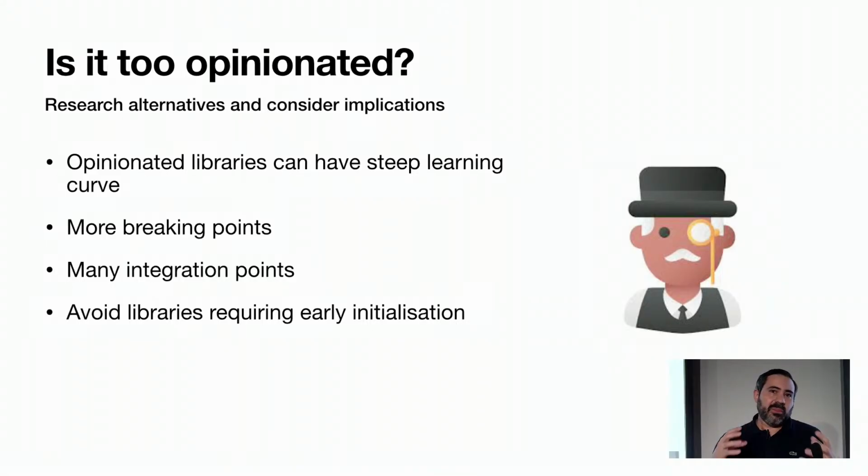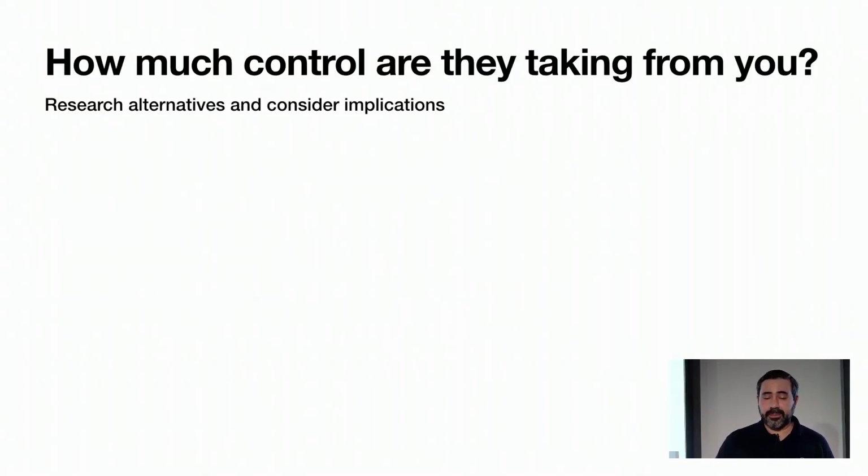So one of the main problems, if you have a library that is too opinionated, is there is a really steep learning curve, a lot of work trying to understand it. There are many places where things can go wrong because it gets too much into your app at many points. And of course, they might be requiring early initialization and spreading their classes all over your app. That's something that you probably want to steer away from if you can.